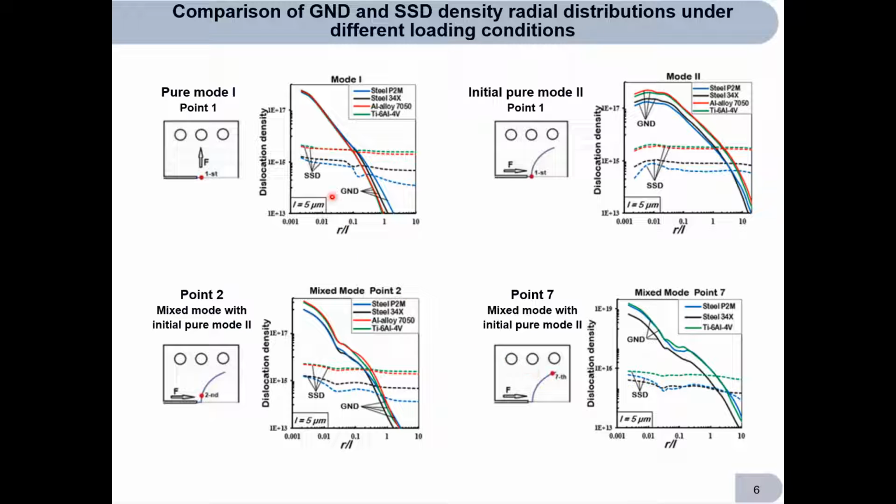The geometrically necessary dislocation density is large around the crack tip, but rapidly decreases away from it. In contrast, the statistically stored dislocation density is not as large as that of geometrically necessary dislocations around the crack tip, but decreases much more slowly away from it.